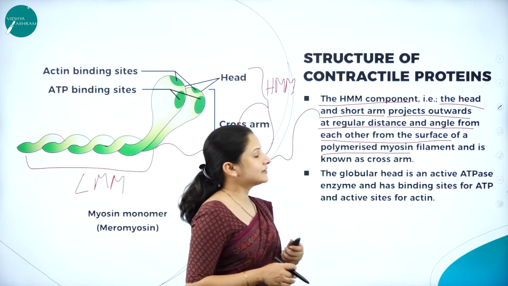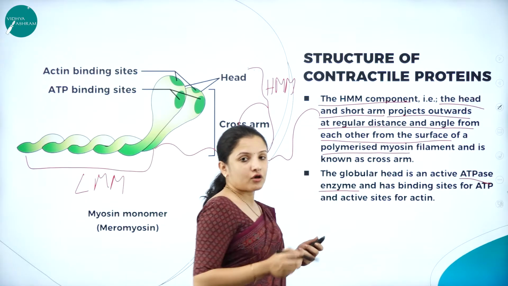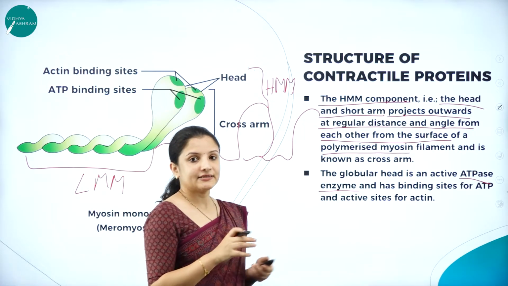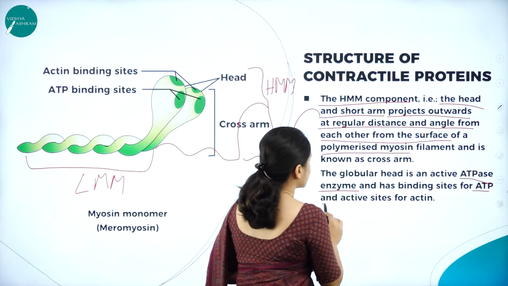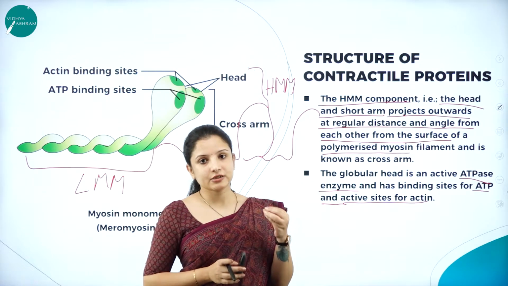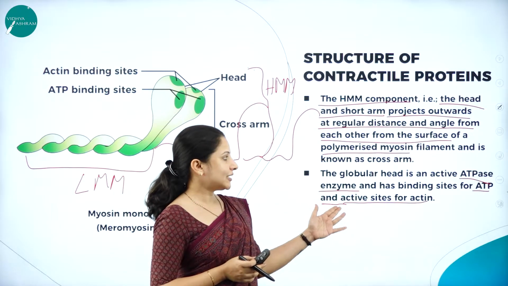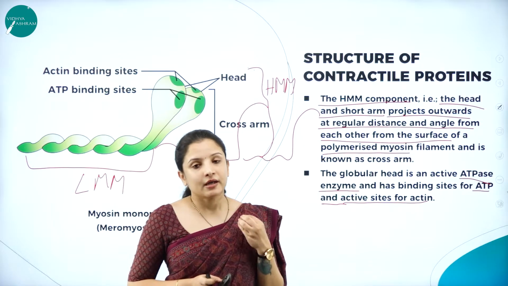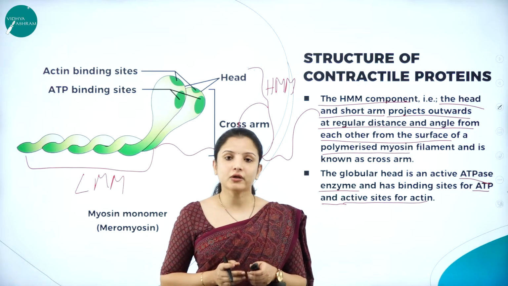And the globular head is an active ATPase enzyme synthesis site. Because it synthesizes the enzyme ATPase, it is the binding site for ATP, that is adenosine triphosphate, and also it is the active site for actin, for the actin to slide over. Not just that, for the binding of ATP it is also an active site because it produces the enzyme adenosine triphosphatase. So that is the reason why it is the active site for ATP binding.